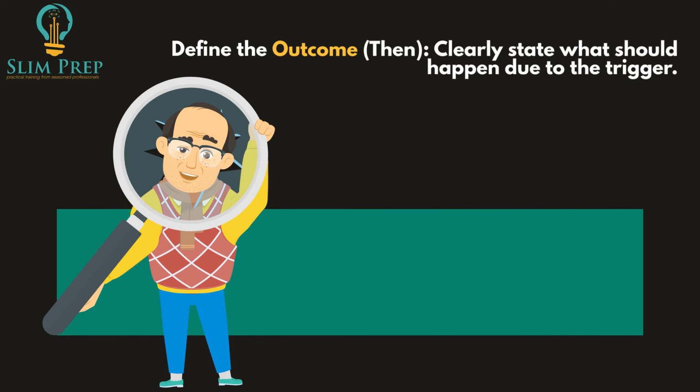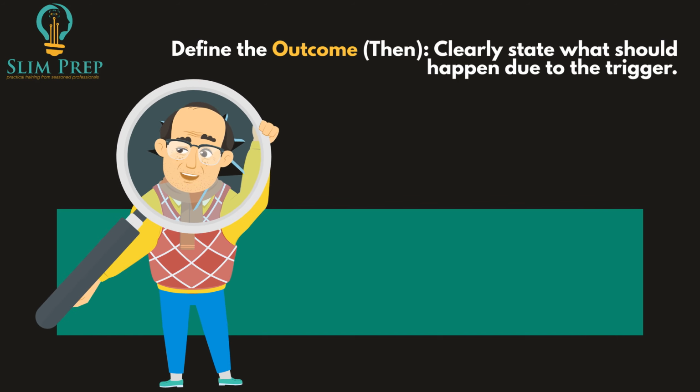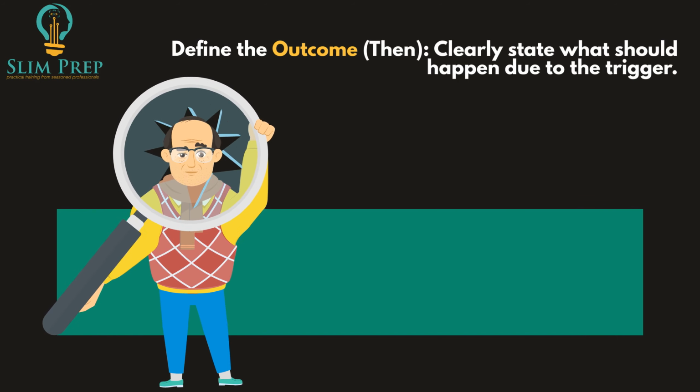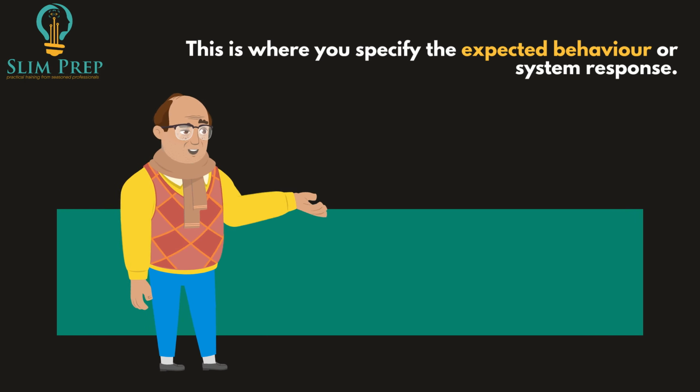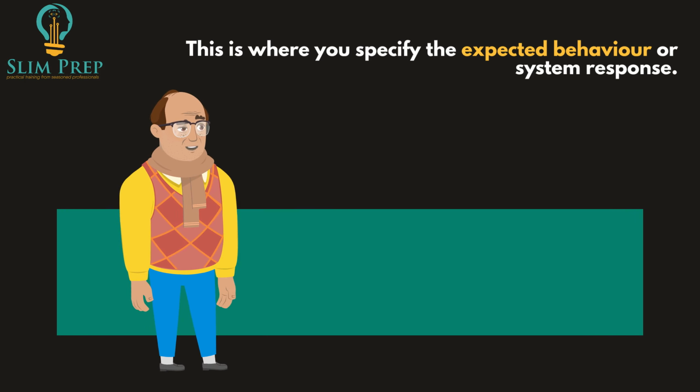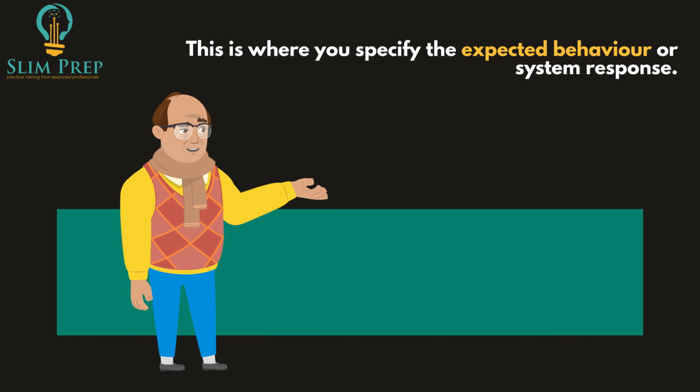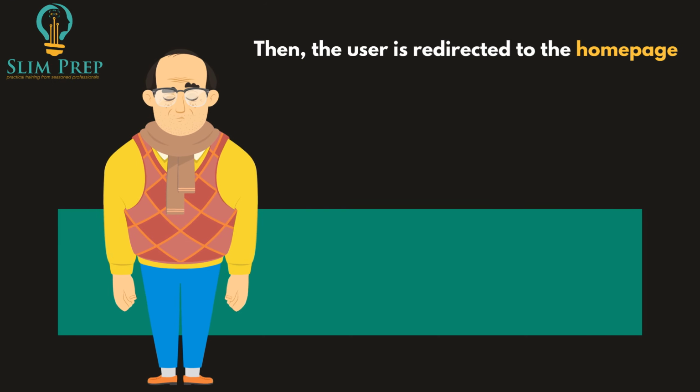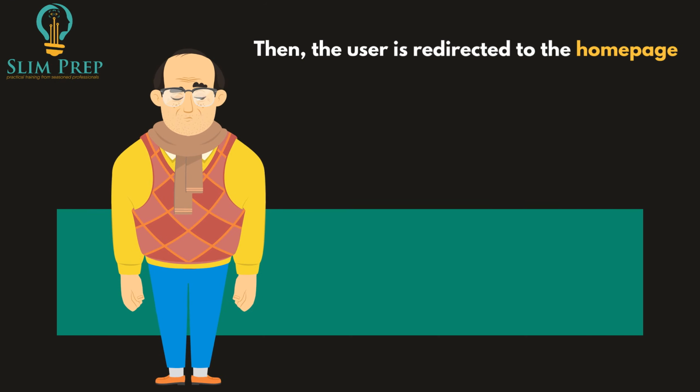Define the outcome. Then, clearly state what should happen due to the trigger. This is where you specify the expected behavior or system response. Then the user is redirected to the home page.